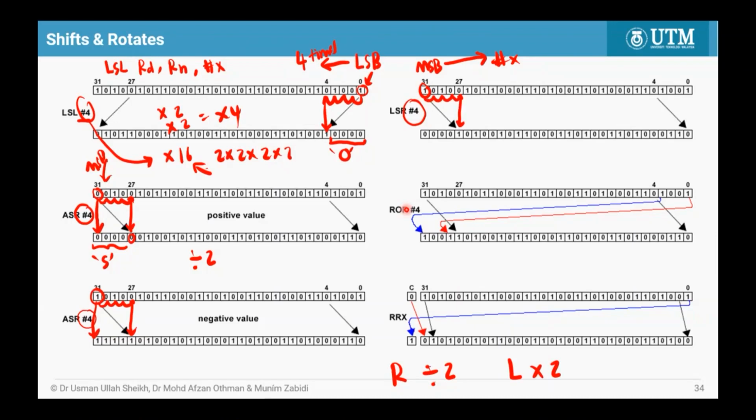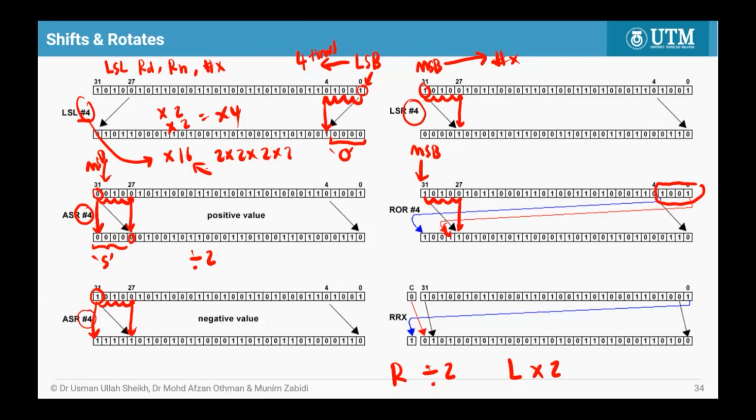And now you're going to rotate to the right 4 times. First, identify your most significant bit. So this is your most significant bit. From here, you shift it to the right 4 times, and then you will come here. Next, the remaining bits here will go to this location.